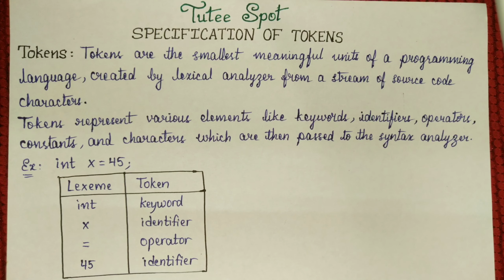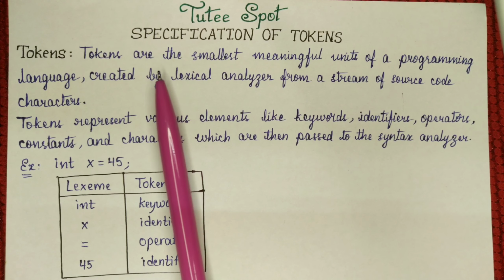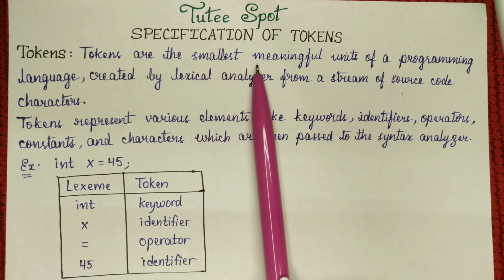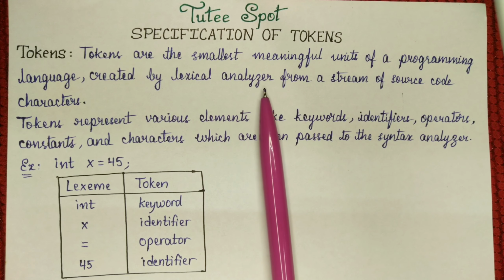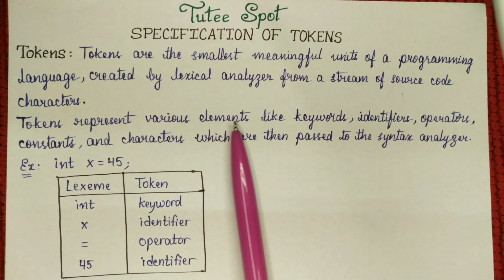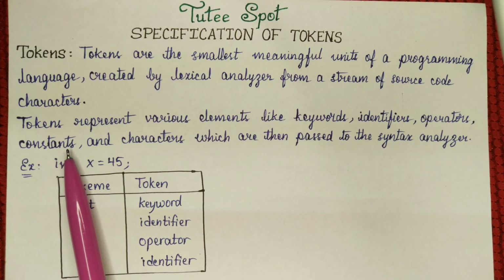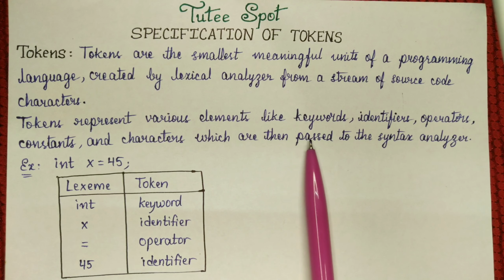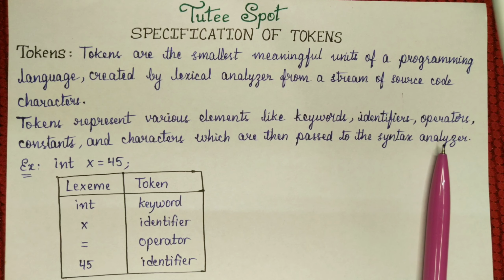In this video, let's discuss specification of tokens. First, let's talk about tokens. Usually, tokens are the smallest meaningful units of a programming language created by the lexical analyzer from a stream of source code characters. They represent various elements like keywords, identifiers, operators, constants, and special characters, which are then passed to the syntax analyzer.